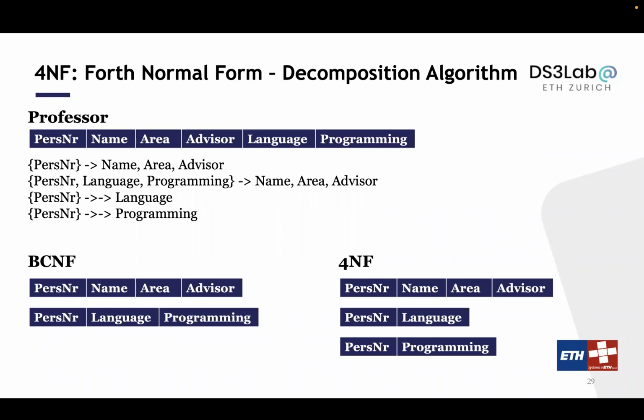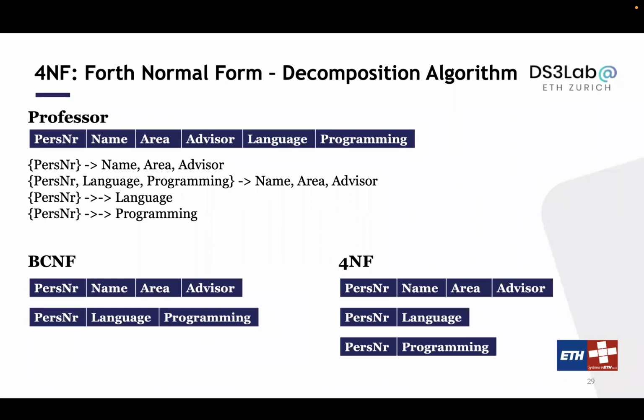And then you're going to decompose it. You are going to create two relations. The first one contains personnel number, name, area, advisor. The second one is going to contain personnel number, language, and programming language. And then you are done. You cannot decompose anymore because there's no non-trivial functional dependency for this second relation, right?